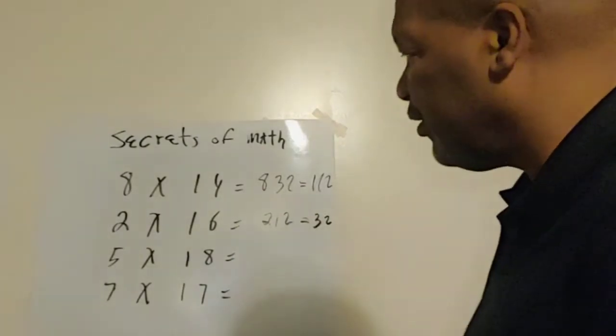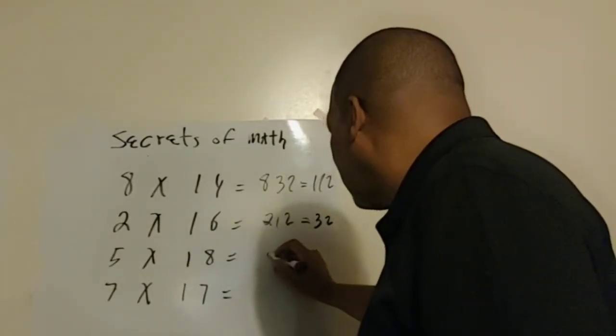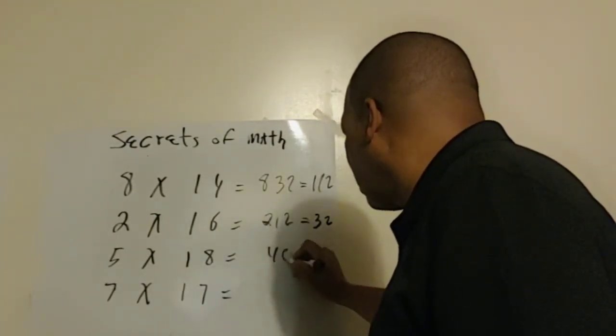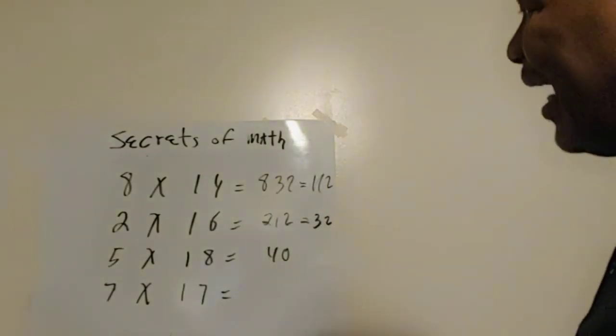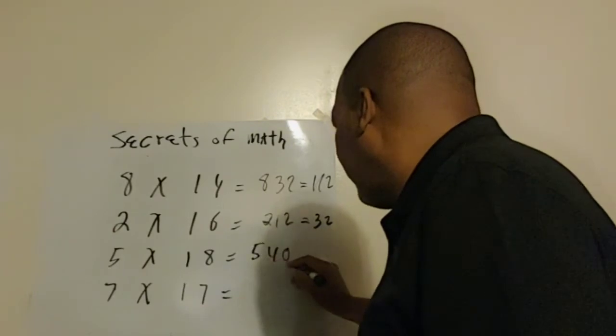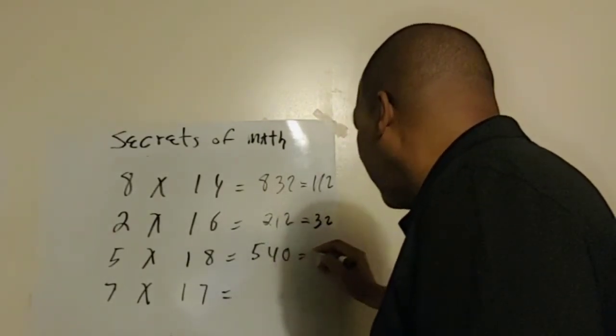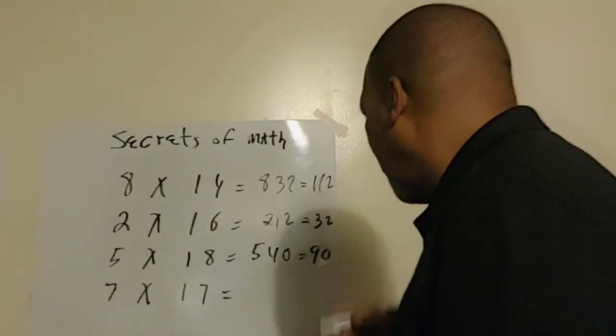We know that 5 times 8 is 40. So we put down the 40. Okay. We put the 5 in front of the 4. And we know that 5 and 4 is 9. And we put the 0.